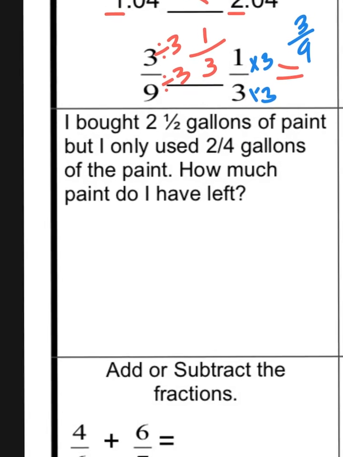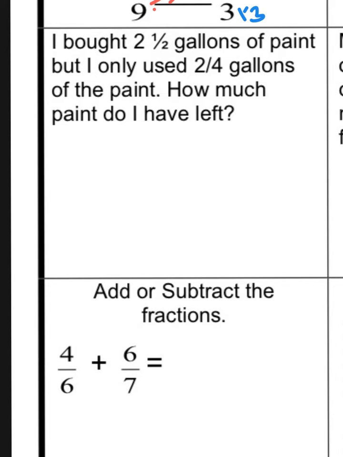For the next one, it says, I bought 2.5 gallons of paint, but I only used 2/4 of the paint. How much paint do I have left? So here's what your math problem looks like. Here's 2 1/2. And because you're using something, you're subtracting the 2/4 gallons.